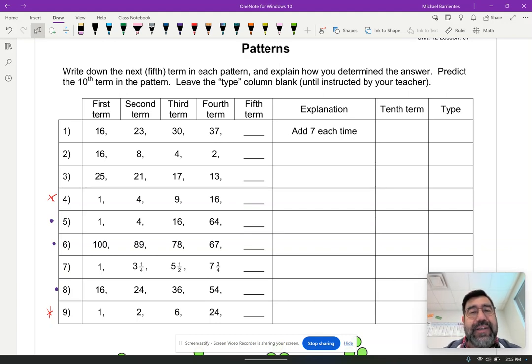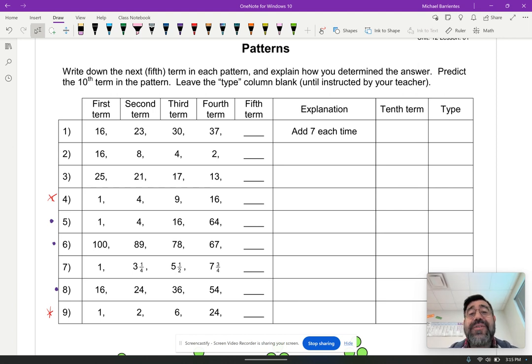Our next unit is going to be dealing with sequences and series, which we don't know exactly what they are yet. But if you understand how to find patterns, then sequences and series might not be that bad of a unit for you.